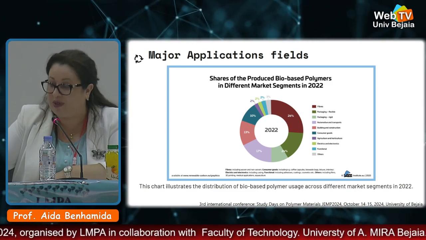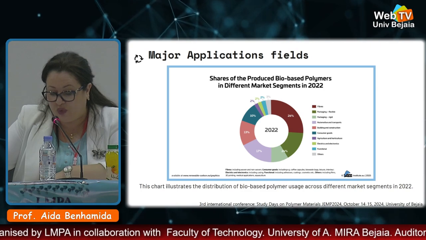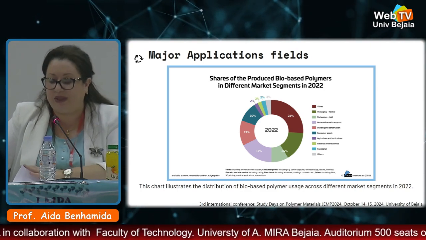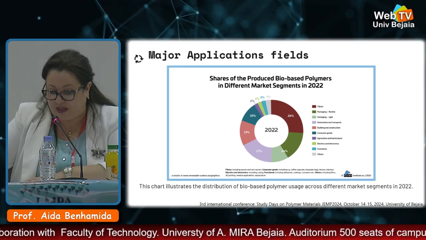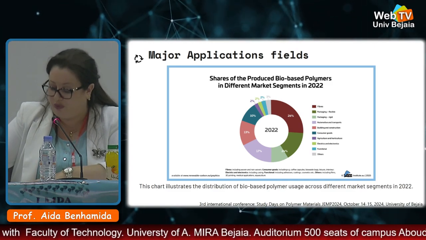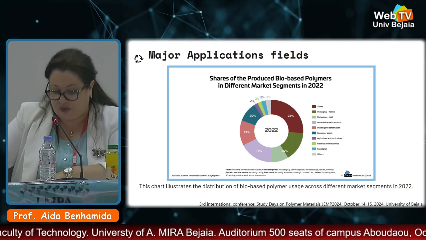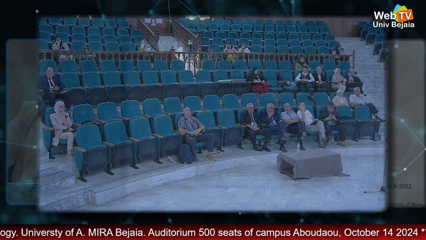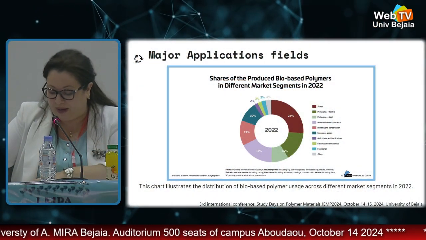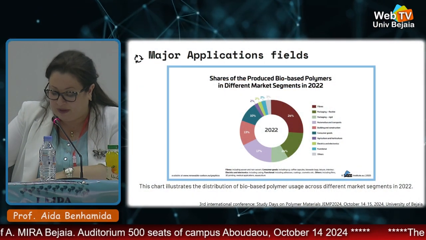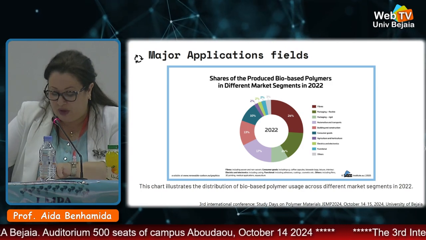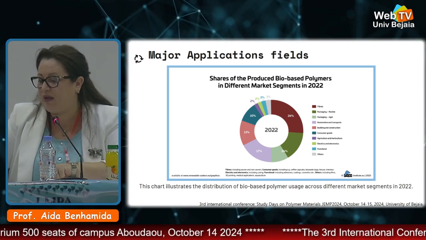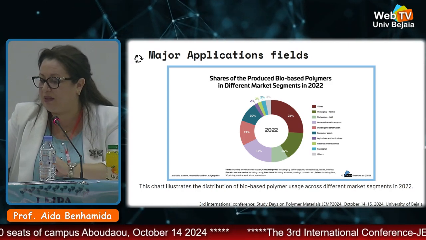Rigid packaging accounts for 70%, while the automotive and transport industry makes up 30%. Building and construction claim 10%, showing significant interest in eco-friendly materials for infrastructure. Other sectors like agriculture, electronics, and functional applications hold smaller shares. This breakdown reflects the versatility and increasing demand for bio-based polymers in diverse industries, as they are replacing more and more the traditional plastics.